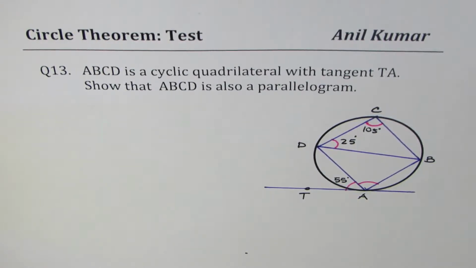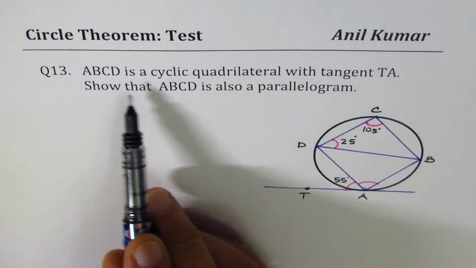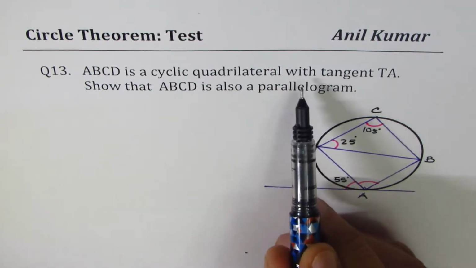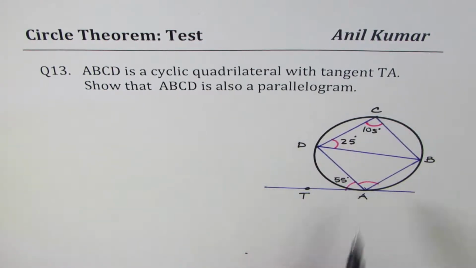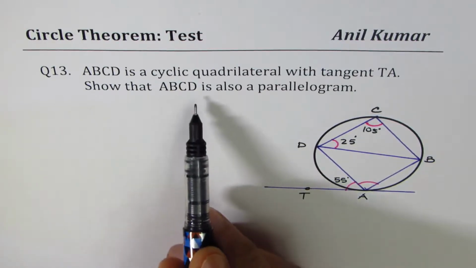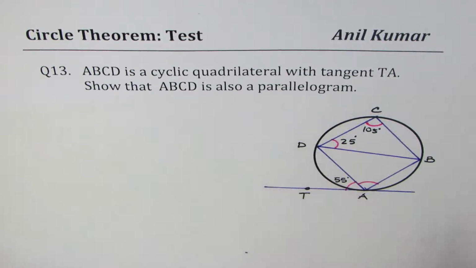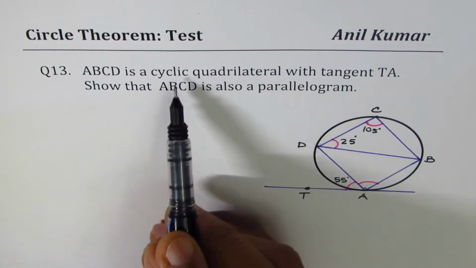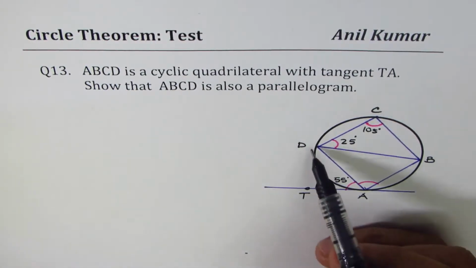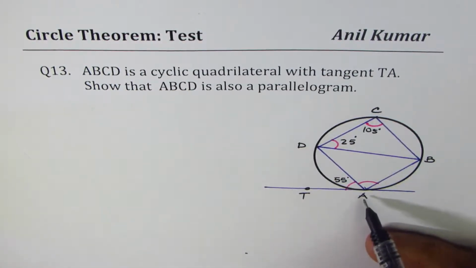Question number 13. ABCD is a cyclic quadrilateral with tangent TA. Show that ABCD is also a parallelogram. You can pause the video, answer the question, and then look into my suggestions. A cyclic quadrilateral means a quadrilateral with 4 vertices on the circle, as shown here.